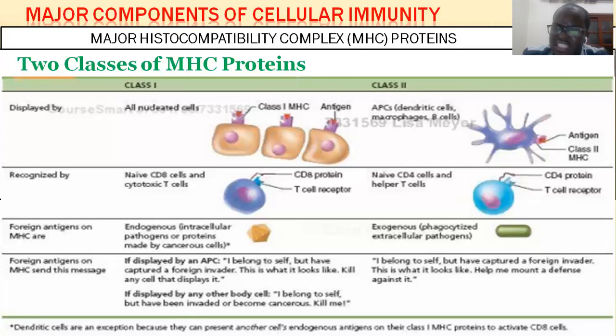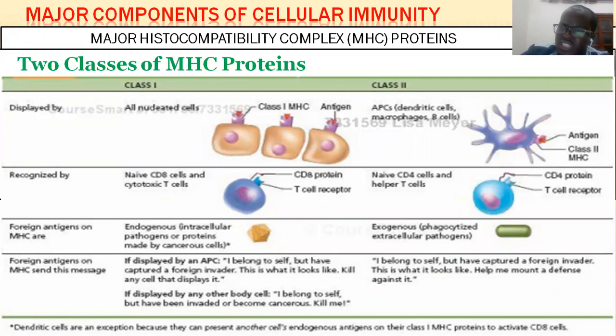Like I said, the antigen presenting cells have class 1 and class 2. On top of class 1, they can also have class 2. So if the antigen is displayed by class 1 on an antigen presenting cell, the message you will be sending to the cytotoxic T cells is that I belong to self, but I have captured a foreign invader. This invader could be a virus, a bacteria, fungi, parasites, or whatever it is. This is what it looks like. Kill any cell that displays it.